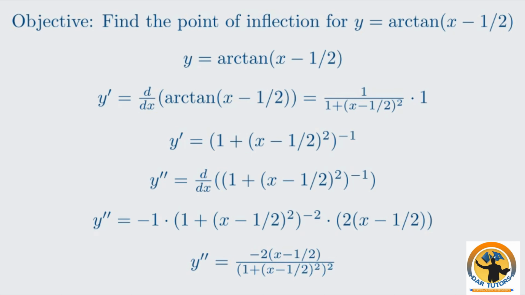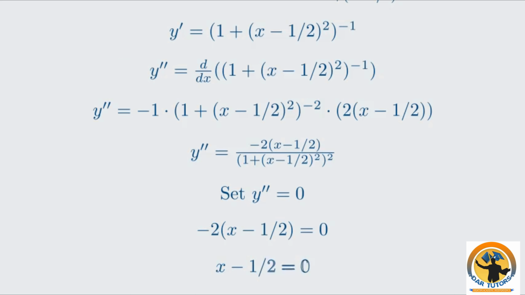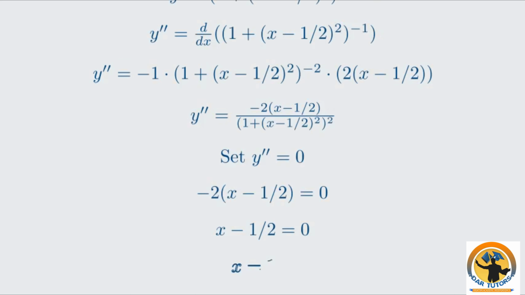To find the point of inflection, we set y double prime equal to 0. Setting the second derivative to 0 means the numerator must be 0. So, negative 2 times the quantity x minus 1/2 equals 0, which implies x equals 1/2. We must verify the concavity changes at x equals 1/2.